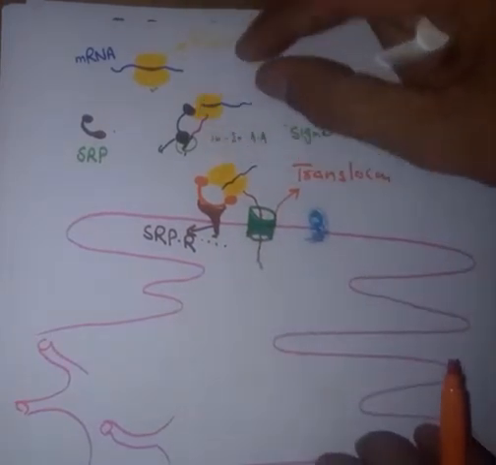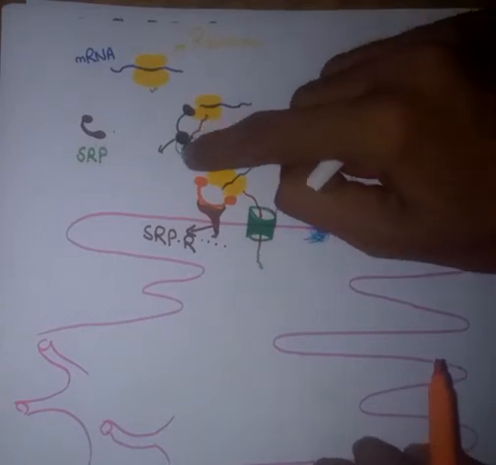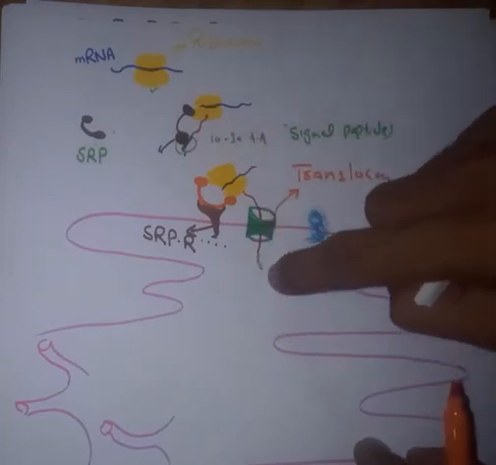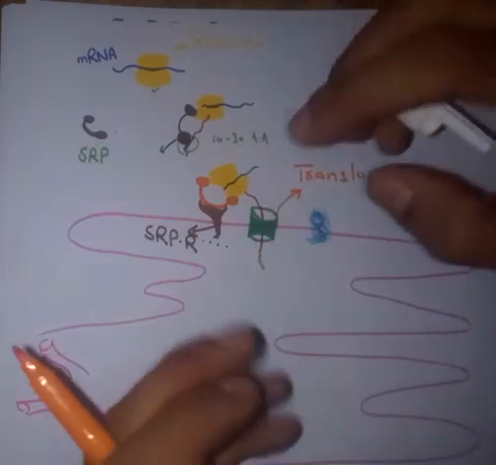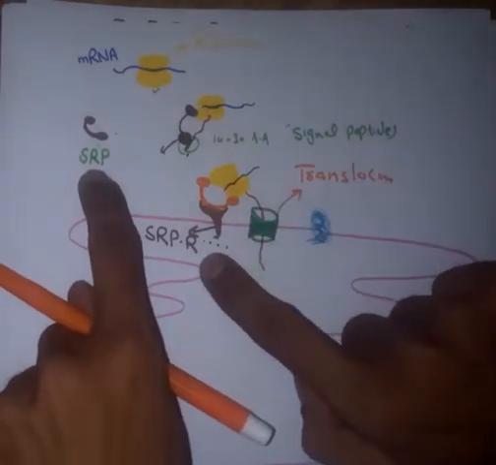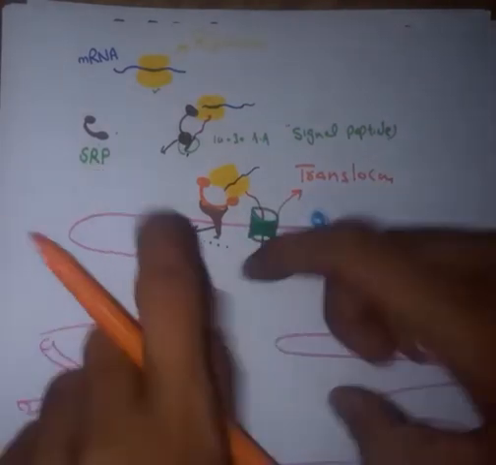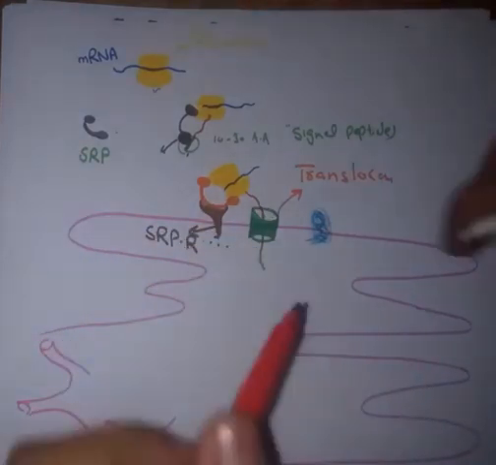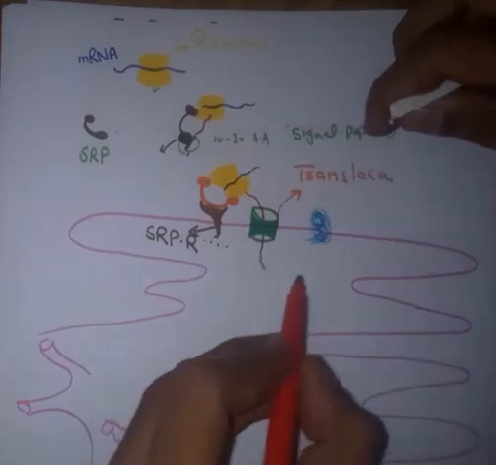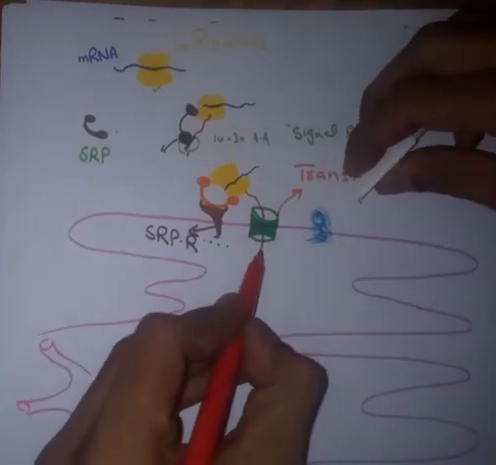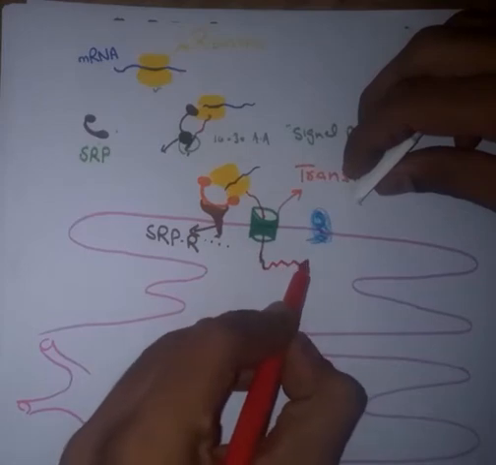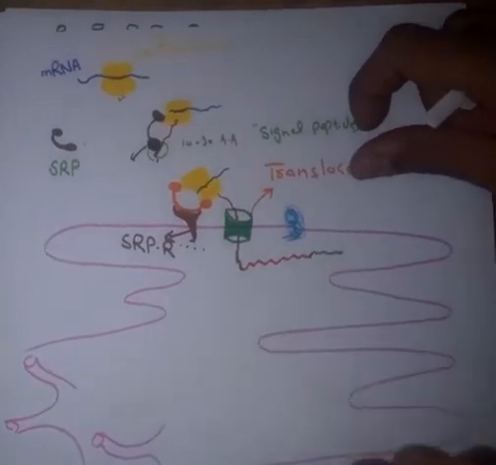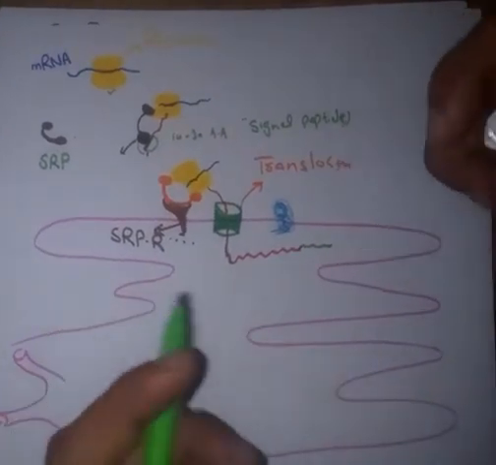Now here you can see that the newly synthesized protein has been guided and has entered inside the lumen of the endoplasmic reticulum with the help of the signal recognition protein and signal recognition protein receptor. Once the protein has entered, the process of translation is still going on, and the protein will keep on elongating. Here you can see at the end the signal peptide will be present, obviously.